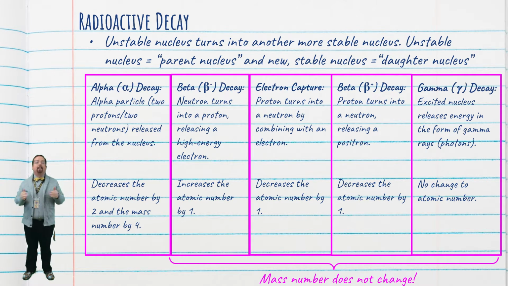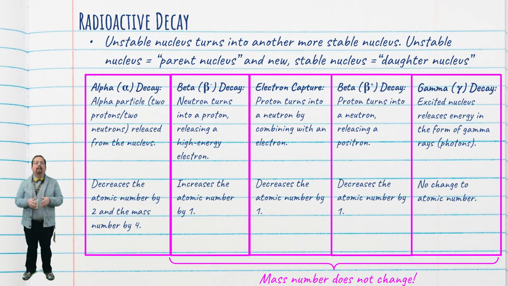Anytime an unstable nucleus, which we call the parent nucleus, loses some particles or changes its particles to become a more stable daughter nucleus, we call it radioactive decay. The 5 types of radioactive decay are named for the particles that are involved with them. In alpha decay, a nucleus loses an alpha particle, 2 protons and 2 neutrons.